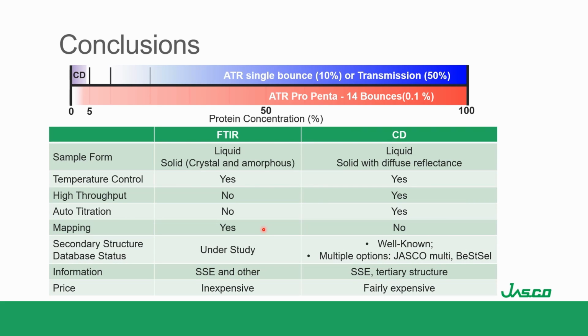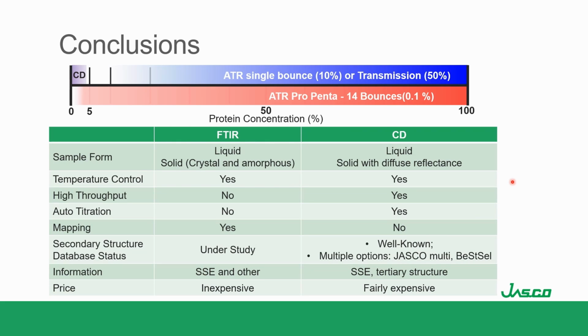As for the secondary structure database statuses for both, the FTIR databases are under study, but as we demonstrated here, it's becoming extremely effective and is a nice orthogonal analysis method in comparison to traditional CD. On the CD side, one thing to note is that there are multiple options for analysis. I've highlighted here our JASCO multivariate software, but in addition to this, there's also BestSel, which is intended for beta-rich heavy proteins. It's an online algorithm that's free to use. Algorithms like this can be used in conjunction with the JASCO multivariate to double check results and make sure estimations are what you believe they should be.